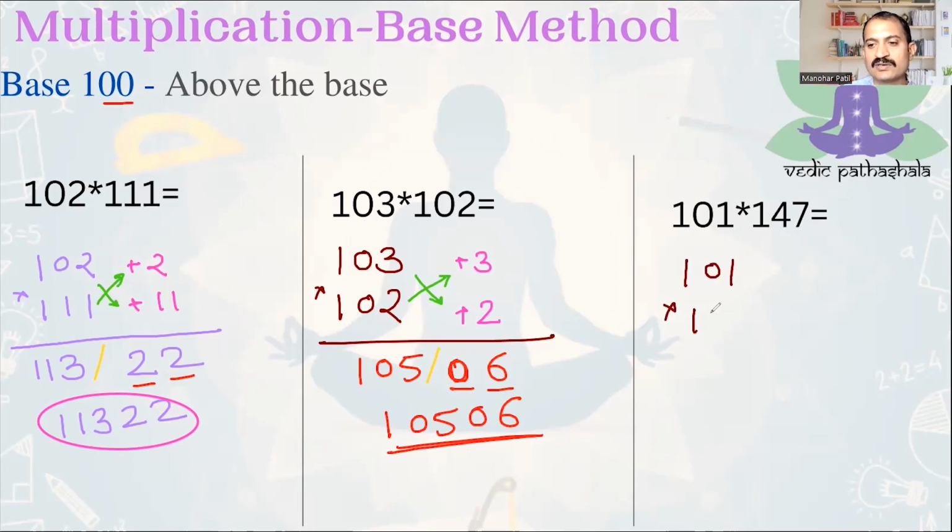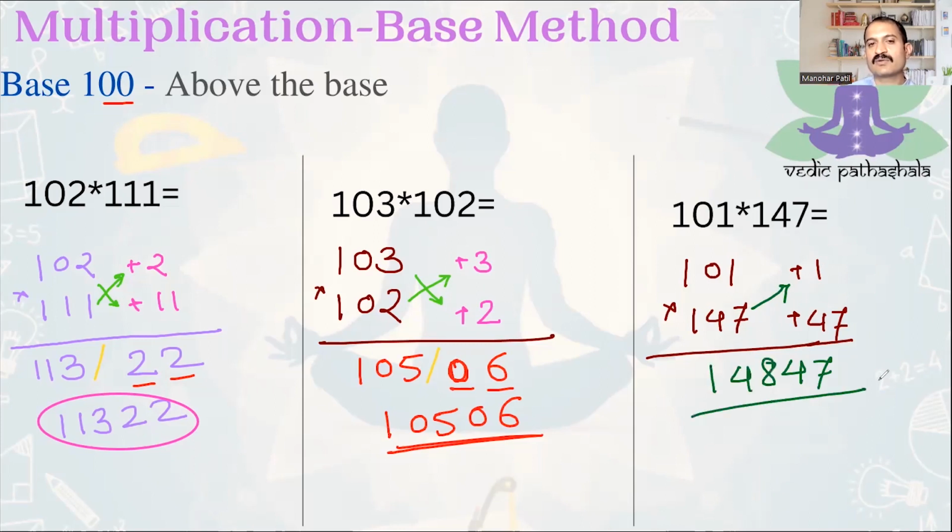101 into 147. What is the deviation? Plus 1 and here plus 47. Now I am not putting any line. There are two parts of the answer, the right hand part and the left hand part. First, the right hand part we get by just multiplying these two deviations. So 47 ones are 47, and then cross addition: 147 plus 1 is equal to 148. So this is your answer, 14847.